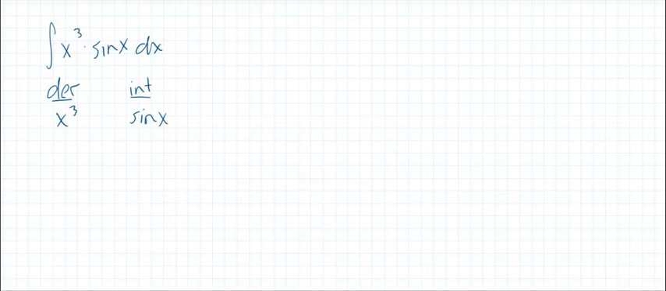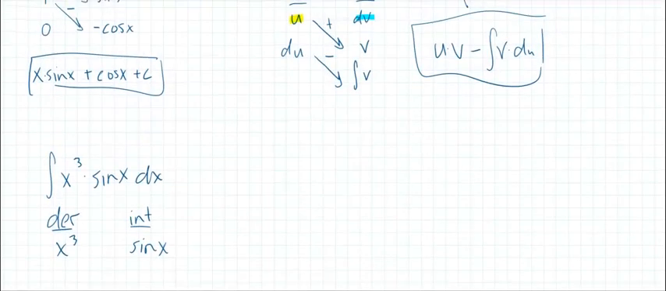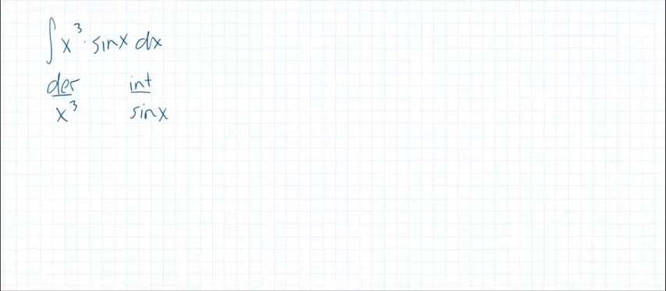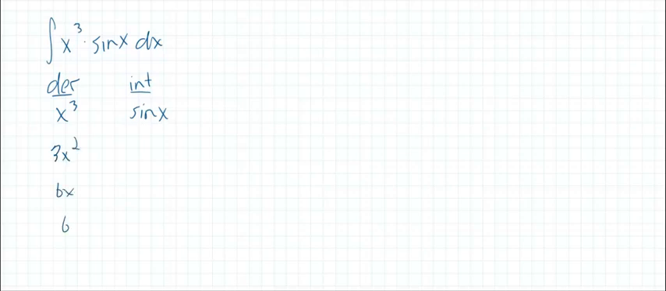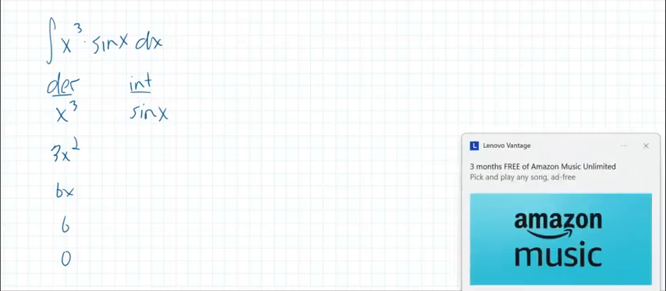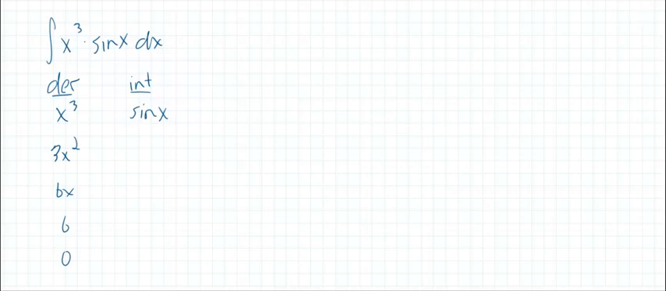Now, here's what we do. In the previous one, I had 3 layers. I'm going to derive until the x cubed goes away: 3x squared, 6x, 6, and 0. Now what I need to do is do all the ints.